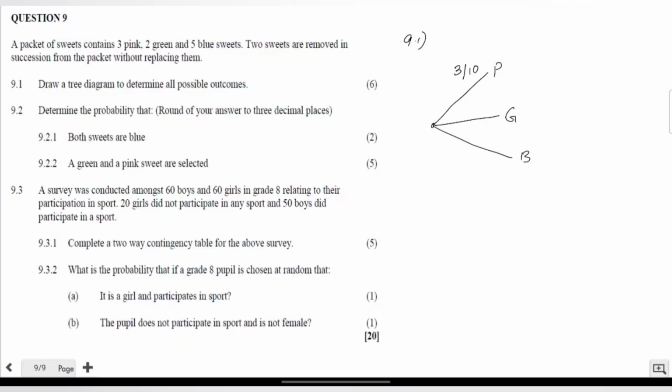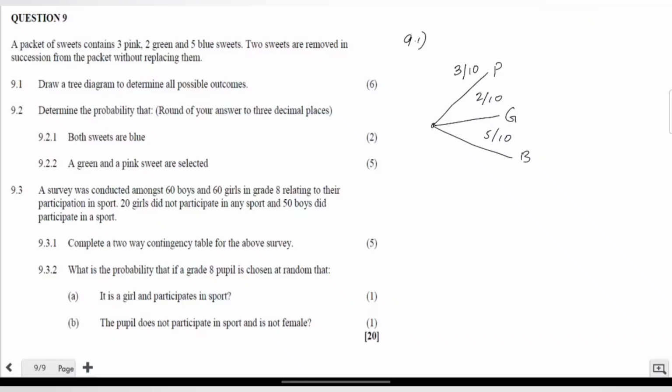Then when it goes to green, it's going to be 2 over 10. I think it is clear now. Then blue means 5 over 10. Remember, the one that I did is the first sweet. We are done with the first sweet. Now I am going to do the second one. Always consider the first one, then move to the second one. So I'm going to fill up the possibilities.